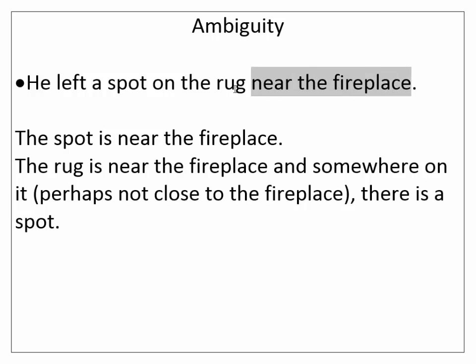It could be modifying the rug. That is, the rug is near the fireplace, and somewhere on the rug there is a spot. The spot may or may not be close to the fireplace on the rug. Whereas the other possibility is near the fireplace modifies spot. So not only is the spot on the rug, but the spot is located near the fireplace. Let's look at the structure of this sentence, or the two possible structures for this sentence.